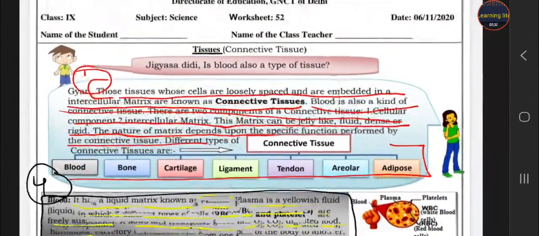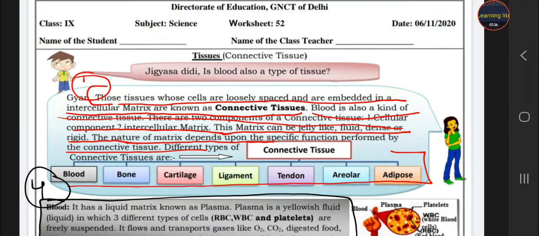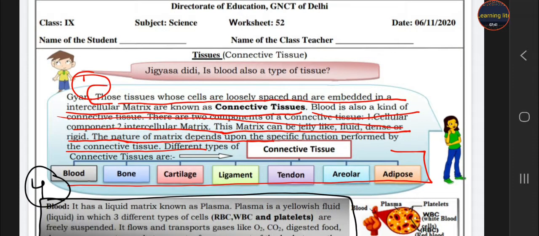I think this worksheet is very informative and very easy. Now you have understood the location, composing material and the function of each and every type of connective tissue.